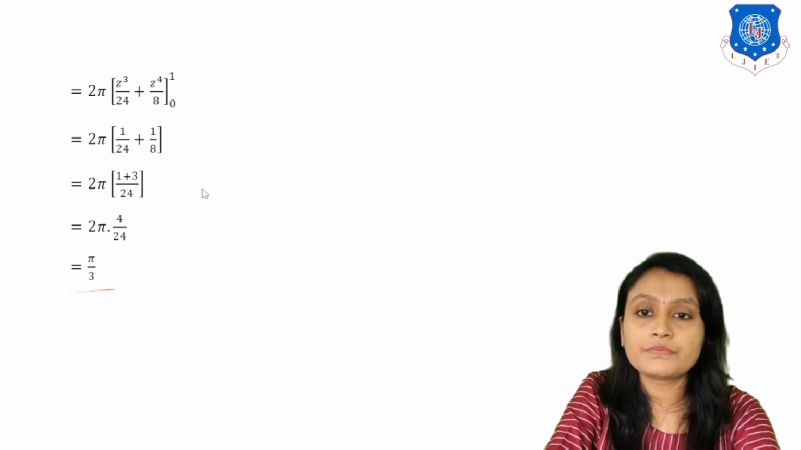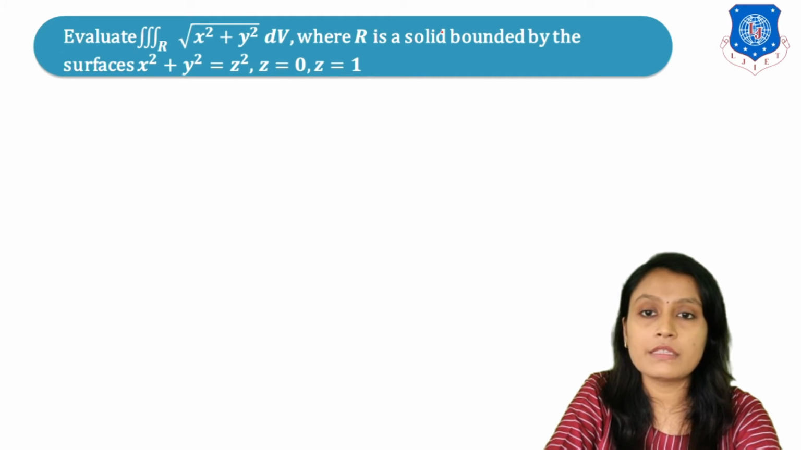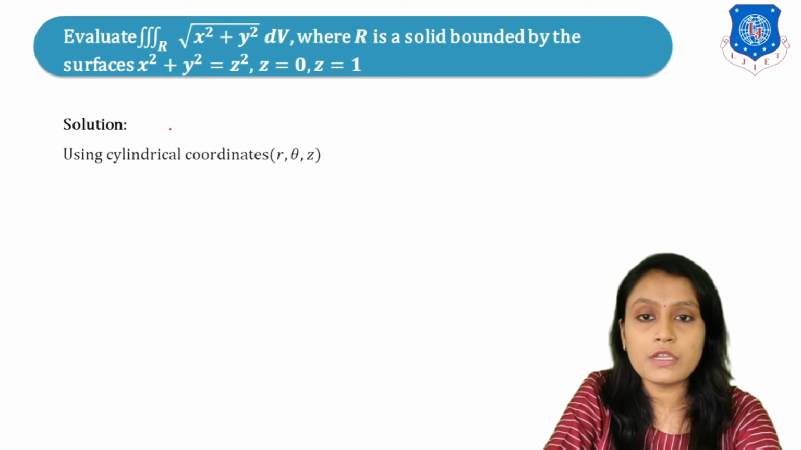Now let's solve one more example. Evaluate the triple integration over a region R of under root x square plus y square dv, where R is the solid bounded by the surfaces x square plus y square is equal to z square, z is equal to 0 and z is equal to 1. Now let's begin with the solution.